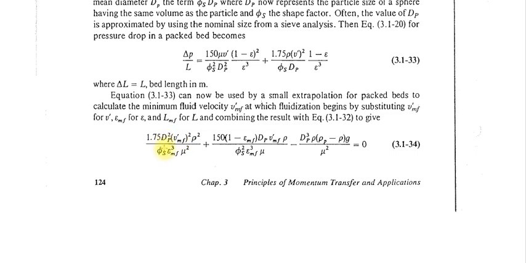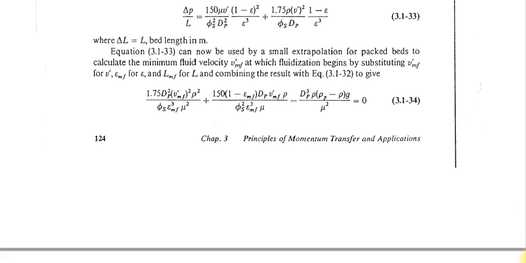So if you substitute all the values, you will get a second order algebraic equation. Okay, so here Vmf square multiplied by a plus b multiplied by Vmf minus c equal to 0. So you have a second order algebraic equation. When you solve this equation, you will get the minimum fluidization velocity.